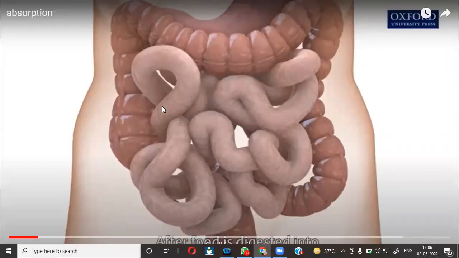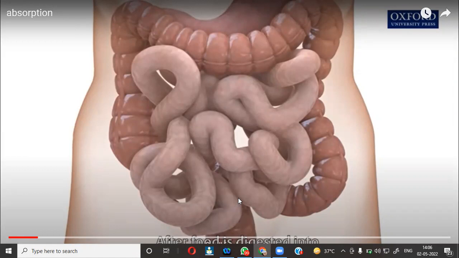Good afternoon, children. In the CBSE book, one important question comes. The question is: small intestine is the site for complete digestion and absorption. Justify the statement.